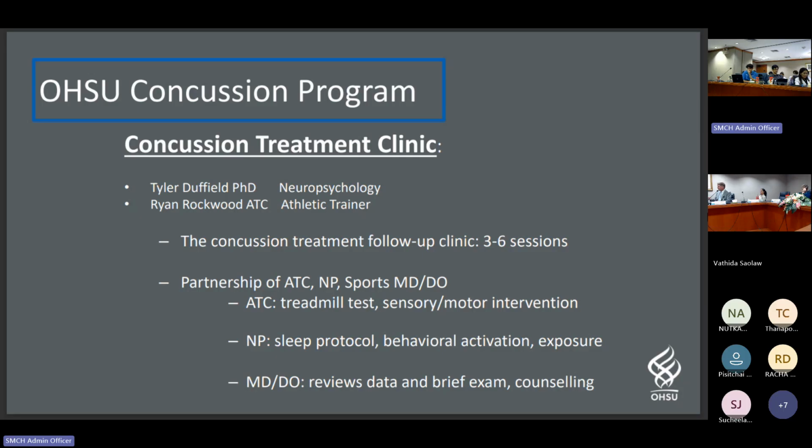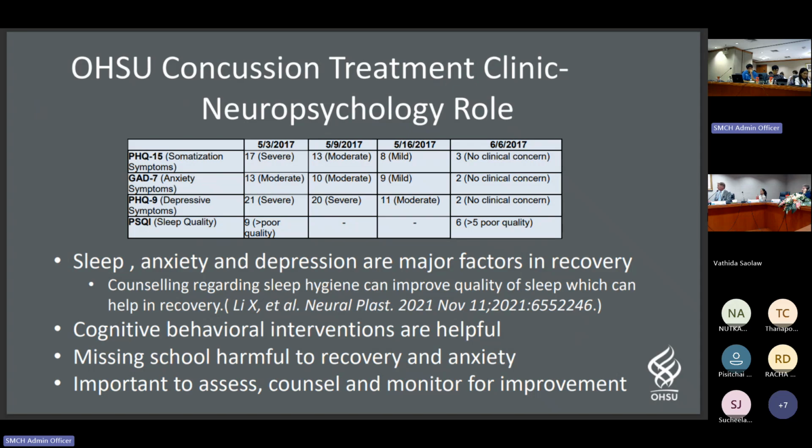And we have a few of these visits. This is in addition to eventually going to physical therapy, or this is easier access. So we tend to do this first. If they need additional treatment, we incorporate physical therapy, et cetera. In this model, we use different tests to look at their somatization, anxiety symptoms, depression symptoms, and sleep quality, and we monitor those over time.